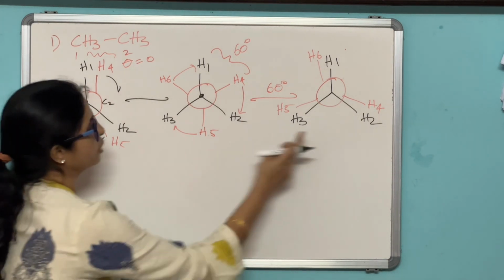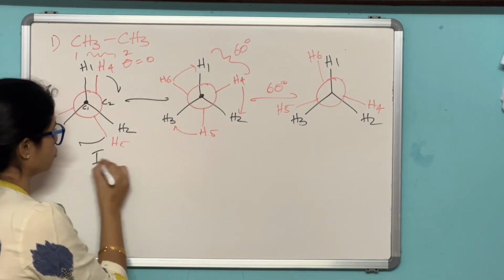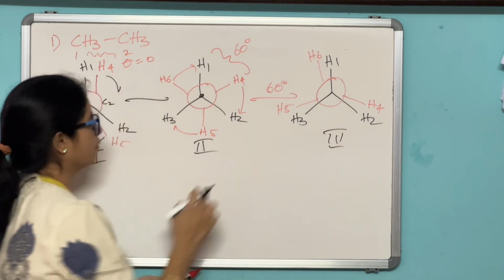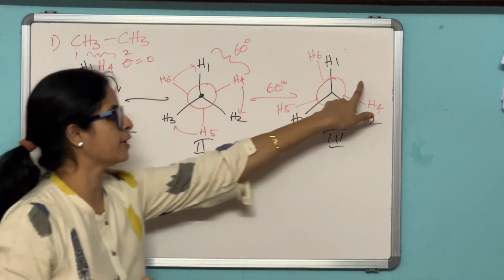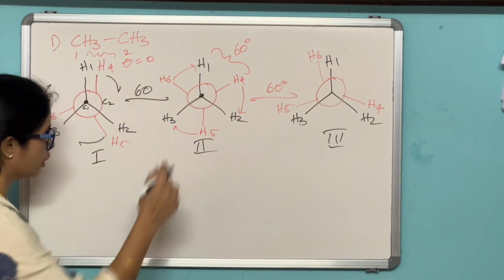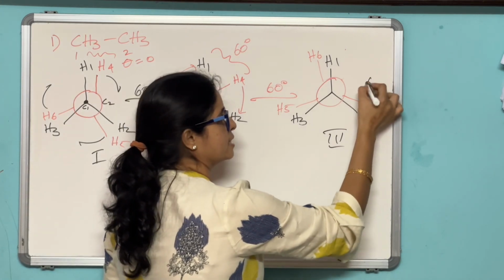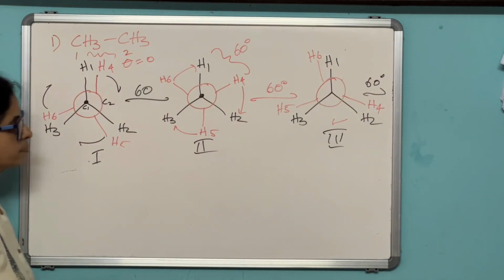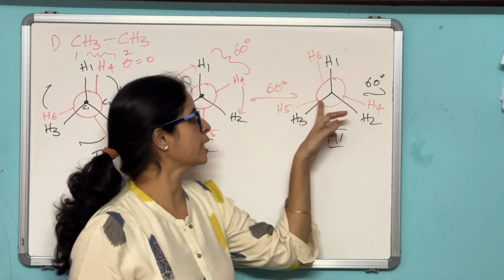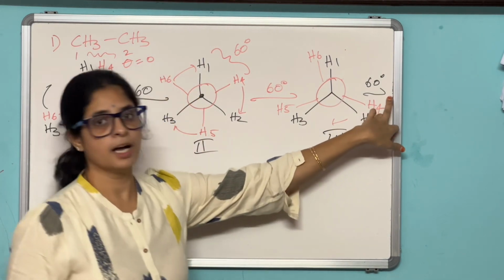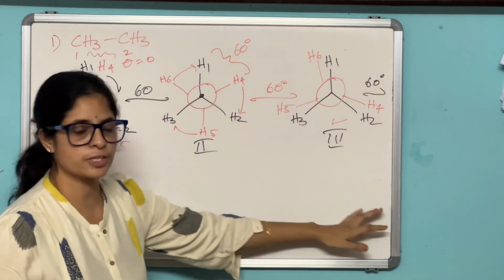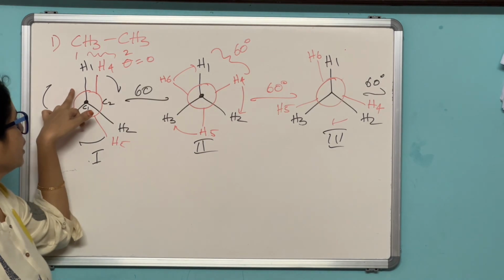Okay, from here to here, if you observe, this is 1, this is 2 and this is 3. From here to here, we have rotated the back carbon by 120 degrees. Here 60 plus 60, 120 degrees. Now you rotate this again by 60 degrees. So if you keep on rotating this back carbon atom, you will get the conformations, and here finally you will get this one.